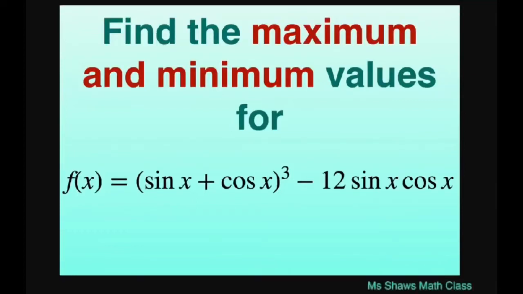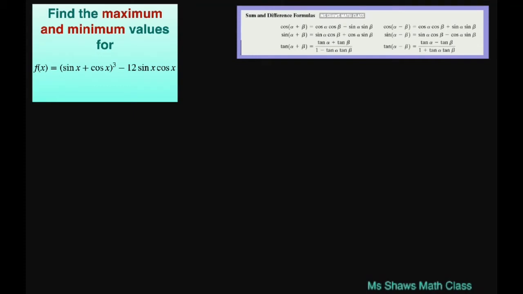Hello everyone, we're going to find the maximum and minimum values for f of x equals sine of x plus cosine of x cubed minus 12 sine of x cosine of x. This is going to be hard to do, so a technique is to write this in terms of t and make it more algebraic versus trigonometric. And I can do that by letting sine of x plus cosine of x equals t.